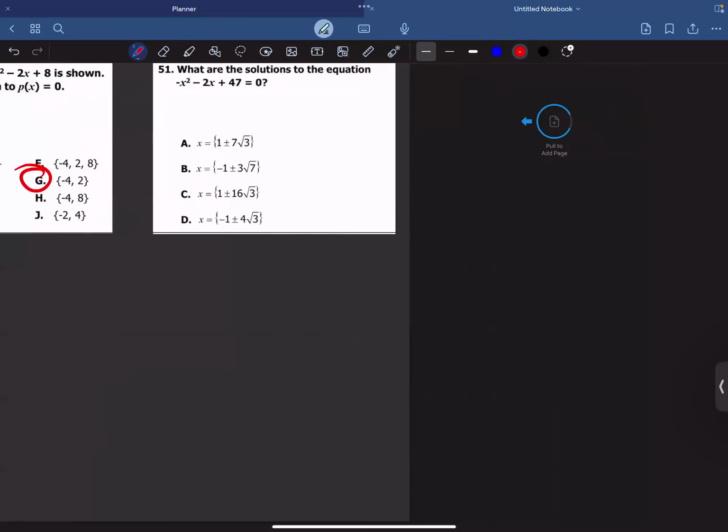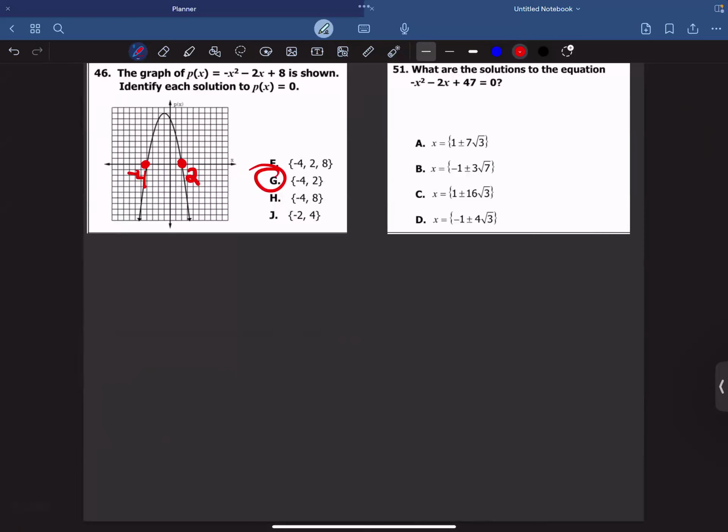And then our final problem that we're going to go over is negative x squared minus 2x plus 47. 47 is a prime number, so I'm going to use the quadratic formula. B squared minus 4ac all over 2a. Super helpful formula. The only way to solve this problem. Remember A, B, and C. So our B is negative 2.